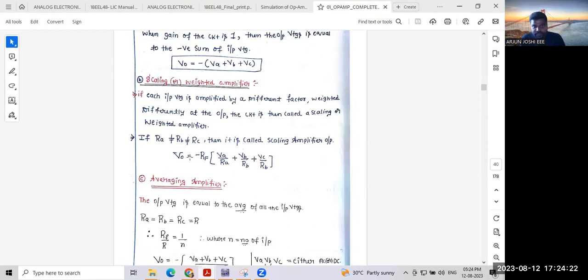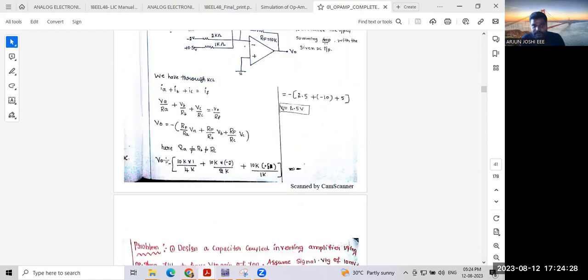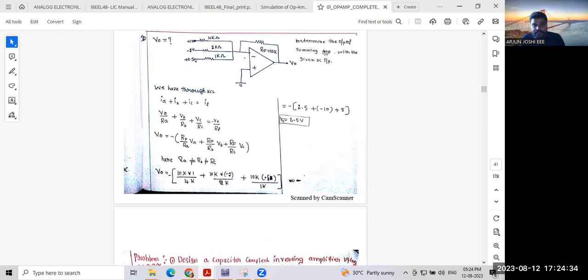This equation: V naught equals minus RF. You need to consider this equation. Here I'm going to consider different resistor values, meaning V by R. V is nothing but 10. RF is nothing but 10, RF divided by R, where R is RA, 4K.